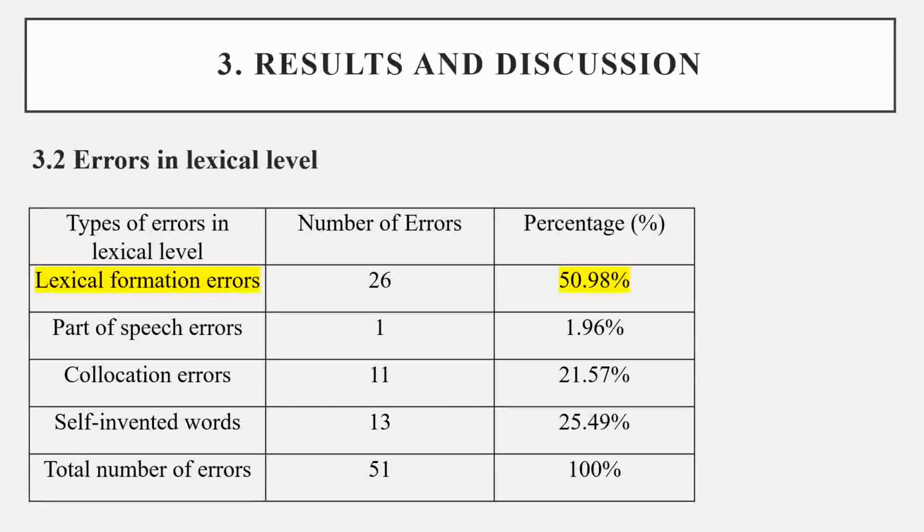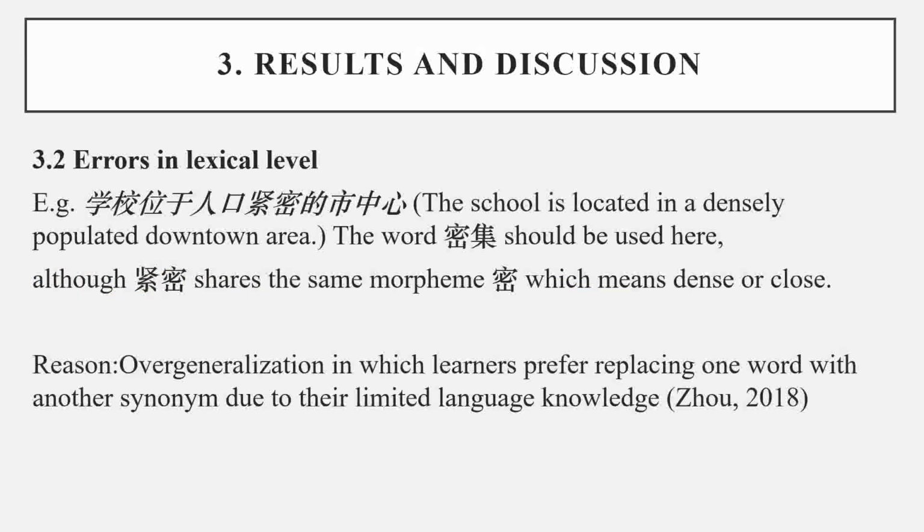Next, we go to the errors at the lexical level. Here the lexical formation errors took up the largest proportion of the total errors, almost 50%. Here is another example from one of the participants. It is a row written 学校位于人口紧密的市中心. It means the school is located in a densely populated downtown area.